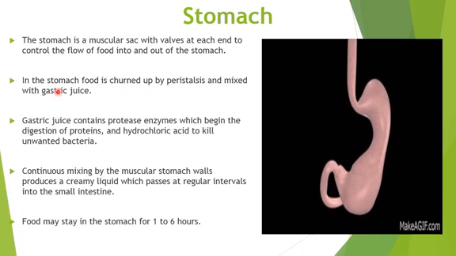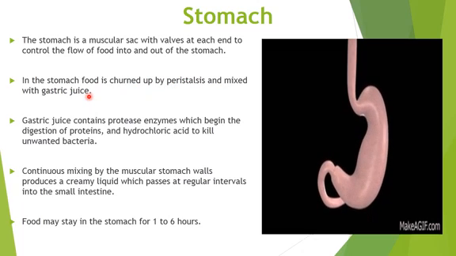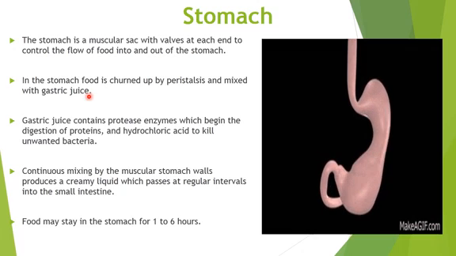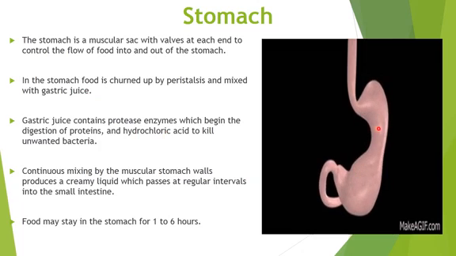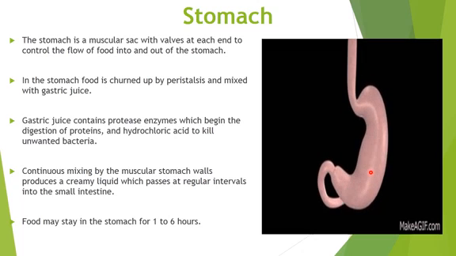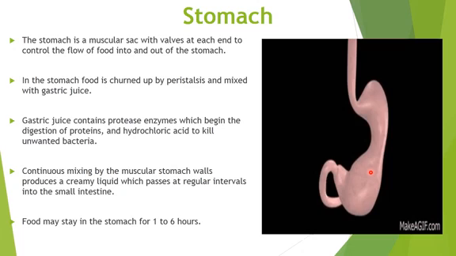Further it says that in the stomach the food is churned up by peristalsis and mixed with the gastric juices. As discussed earlier, peristalsis is like a wave. You can see a wave is produced in the stomach. The basic thing behind these waves is that they push the food from one side of the stomach to the other. Continuously doing it breaks down the food into small particles.